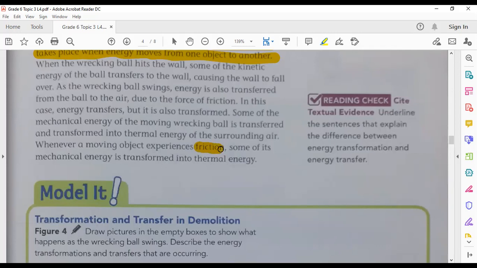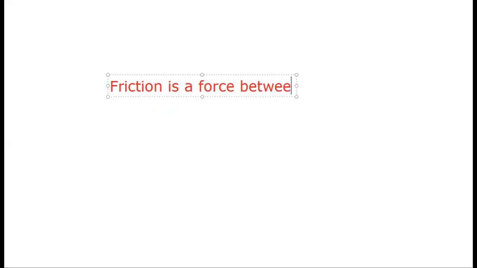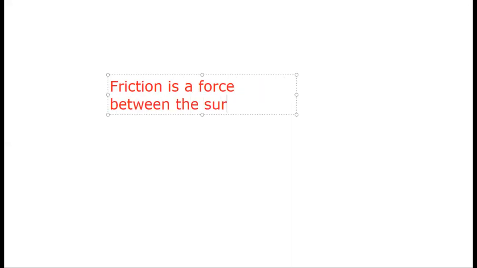energy. Do you know what is friction? Friction is when two surfaces go on each other, like run over each other. When you rub your hands, there is a friction between your hands. This is a force of friction. Between the surfaces is a force. It is a contact force.